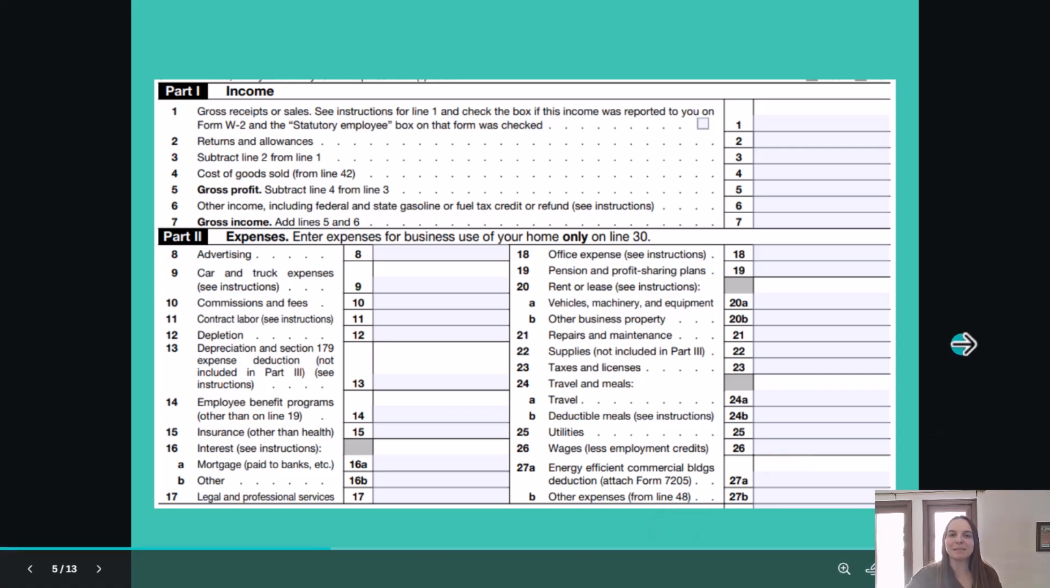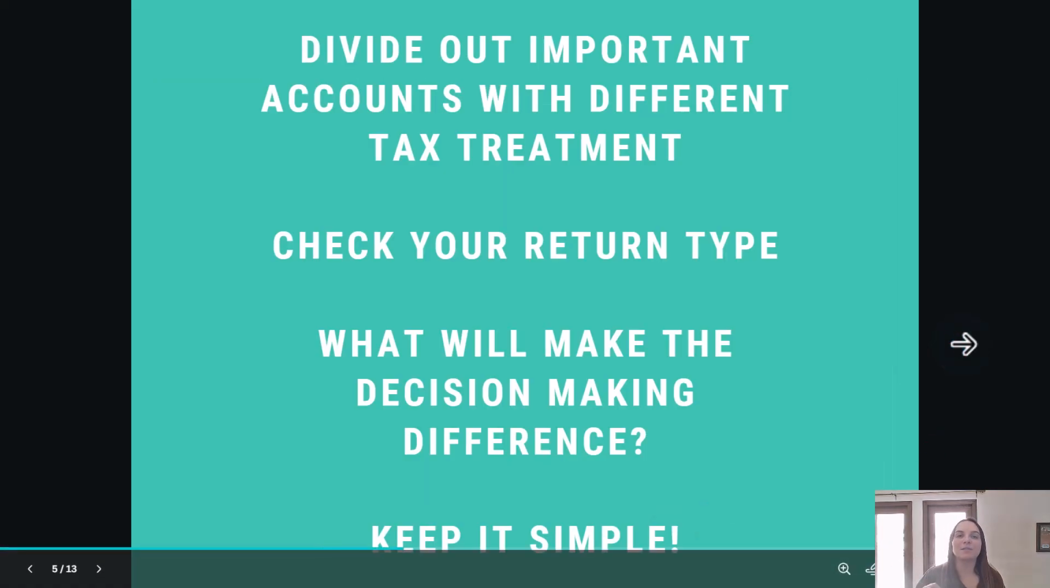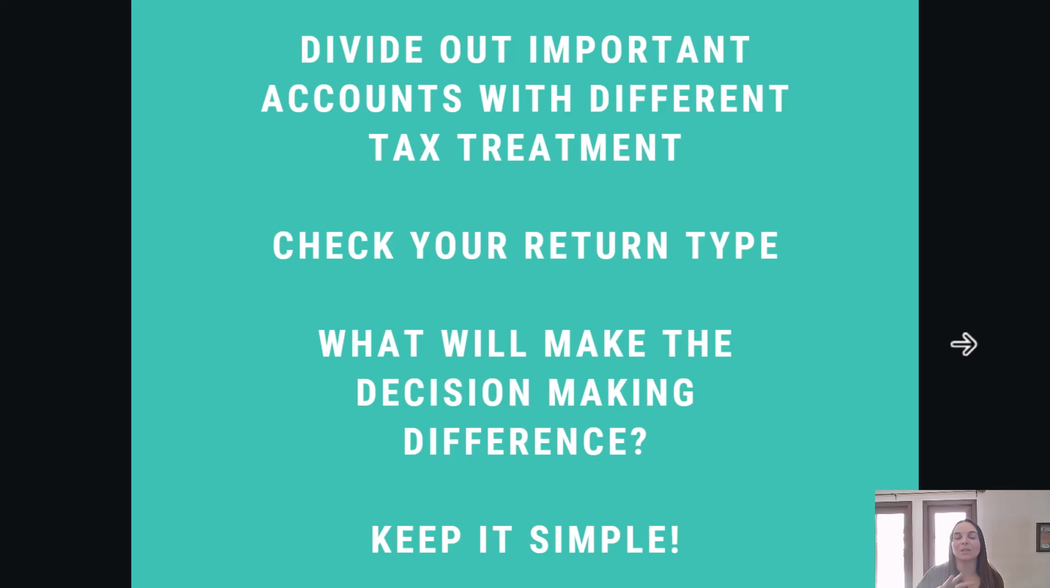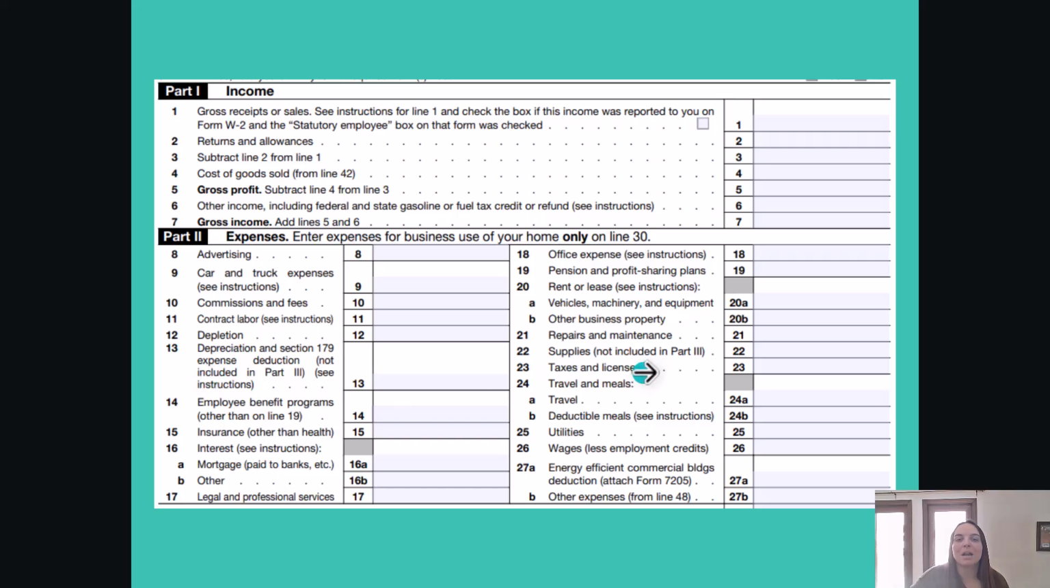Some other tips that I have here are divide out the important accounts with different tax treatments. And this might be kind of foreign to you right now, but I want to point out here, meals have a different deductibility than, say, office expense. Meals are not always 100% deductible.